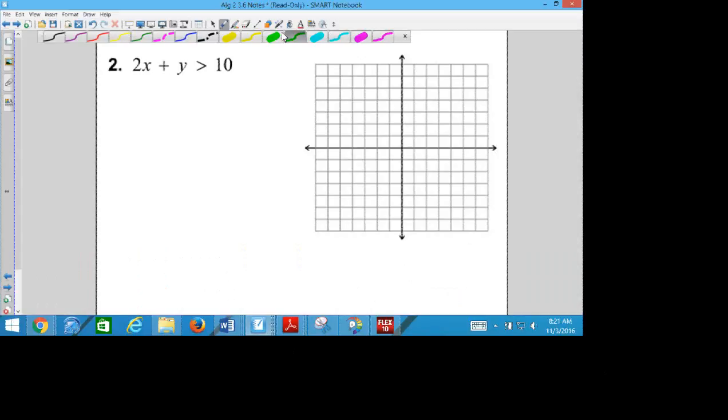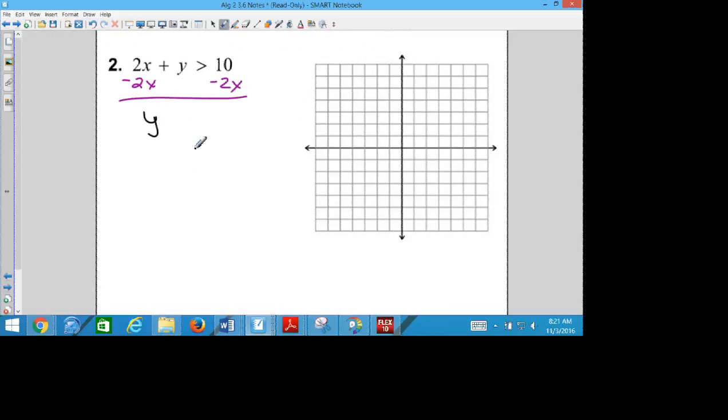Okay, so number 2, you guys walked around, saw you all starting out correct. You subtracted 2x from both sides. So good job. And we got y is greater than negative 2x plus 10. And from there, we're going to find our b value. Oh, by the way, after you do that, it's already in y equals mx plus b form, so we don't have to do any other manipulating. So our b value is 10.